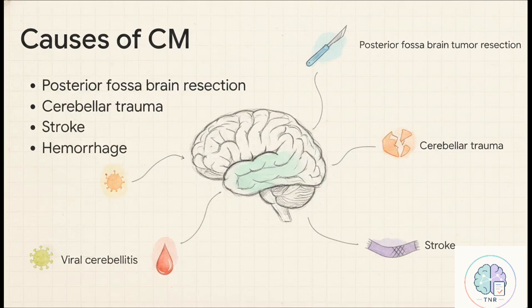Well, it can absolutely be triggered by things like cerebellar trauma, an ischemic stroke, a hemorrhage, or even viral cerebellitis. But here's the key takeaway. It is most frequently encountered in children right after the surgical removal of posterior fossa brain tumors.